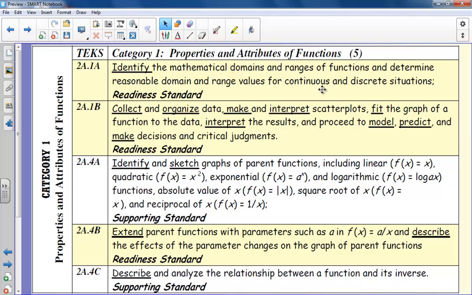So domain and range, being able to tell whether it's continuous or discrete. Being able to decide what kind of function it is, so remembering that we have 7 different ones to choose from in Algebra 2. And then to take that, make it into a table, make it into a graph, and use it to make predictions. That's a big thing. And then down here, your transformations, your a, h, k. Those are your readiness standards. And in order to do the readiness, we have to be able to sketch graphs of parent functions and know our parent functions, and tell about a function and its inverse.